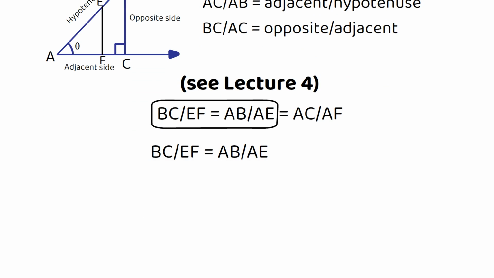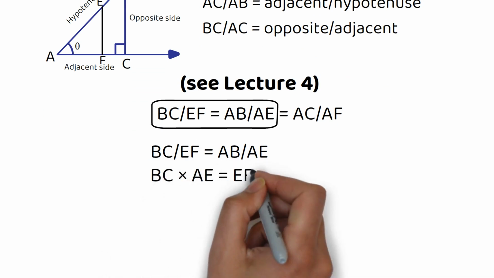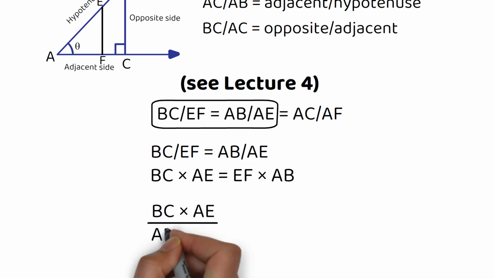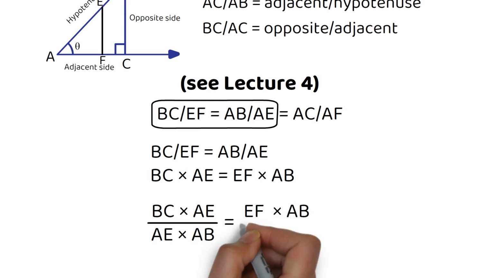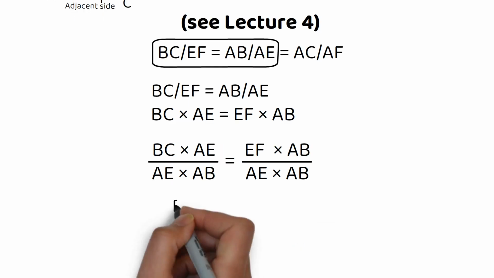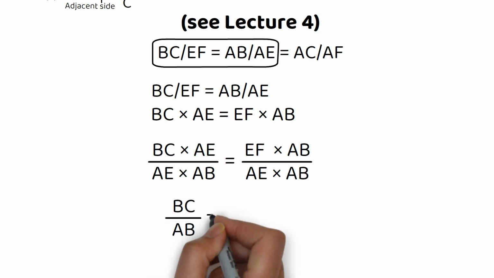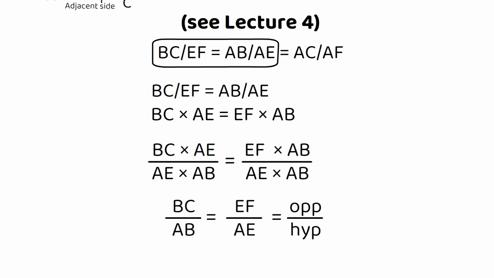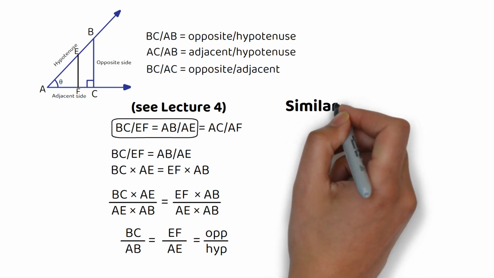By cross-multiplying, we have BC times AE equals EF times AB, and now we can divide: BC times AE divided by AE times AB equals EF times AB divided by AE times AB, and then after we simplify it by canceling, we get BC over AB equals EF over AE, which is the opposite over the hypotenuse. Long story short, we see that the fraction opposite over hypotenuse does not depend on at which point on the angle we drop the perpendicular. The fraction always comes out the same.